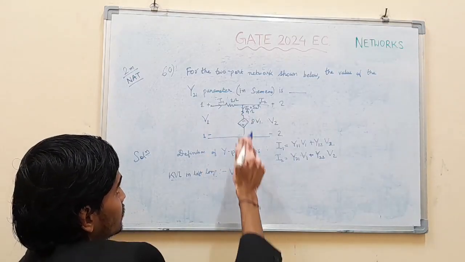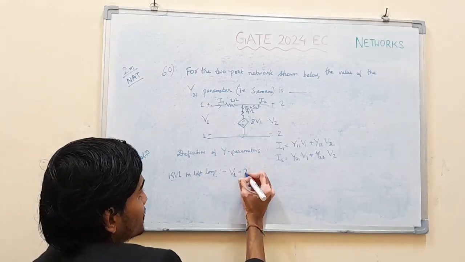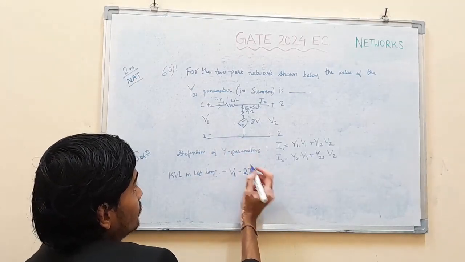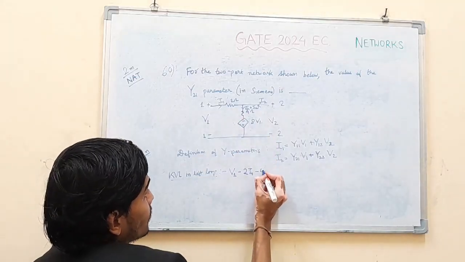Also for the subject Networks, 4 questions came of native numerical answer type in the GATE 2024 EC paper from the subject Networks.